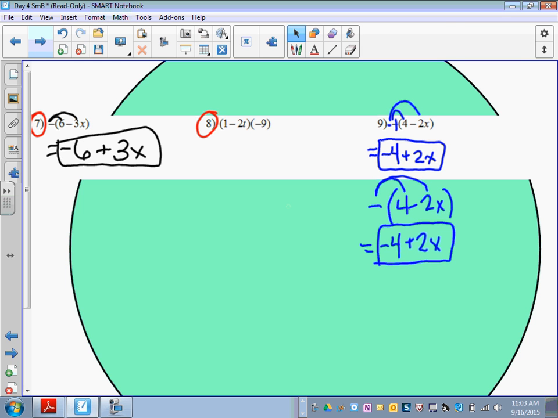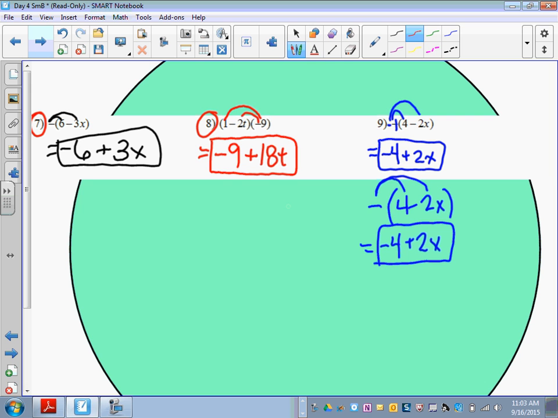And then number 8. This is the backwards one. So I have to distribute negative 9 times 1, which is negative 9. And negative 9 times the negative 2t. So negative times negative is going to give me positive. 9 times 2 is 18. And t times, there's no other t, so that's just t. So my answer here is negative 9 plus 18t. That one's a little bit trickier. Alright, questions on that one?